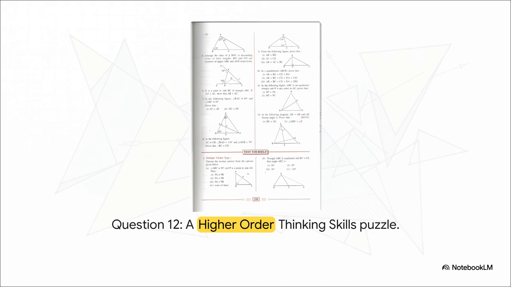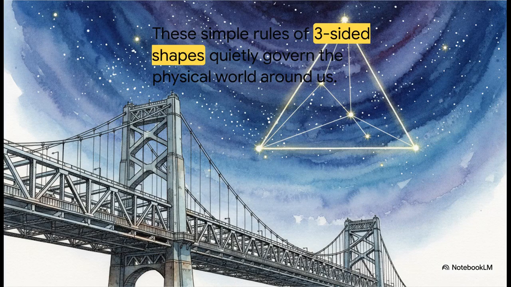It's beautiful. So what does this all mean for us? What should you take away from this explainer? Well, whether a shape is perfectly mirrored or totally asymmetrical, it is completely bound by laws of proportion and distance. These simple rules of 3-sided shapes quietly govern the physical world around us, unlocking everything from the foundations of architecture to the incredibly complex physics of navigation across our universe. So, the next time you look at a towering bridge or just map a trip across town, ask yourself, what hidden geometric forces are silently holding your world together?